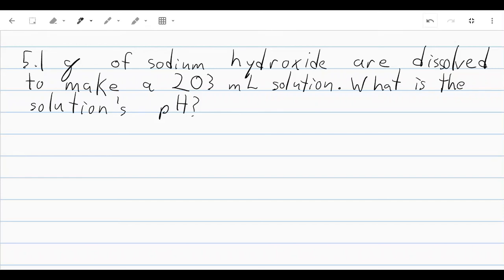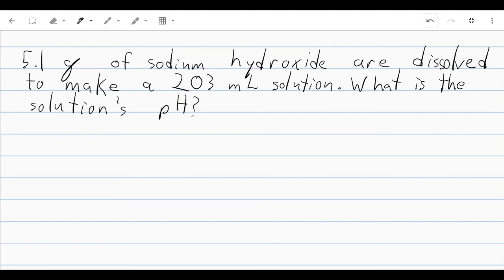This question is a little bit more complicated. It's still pretty straightforward, but we're going to have to do a bit more legwork. 5.1 grams of sodium hydroxide are dissolved to make a 203 milliliter solution. What is the solution's pH?